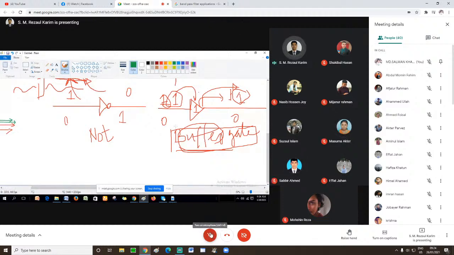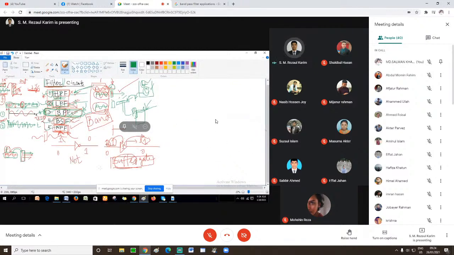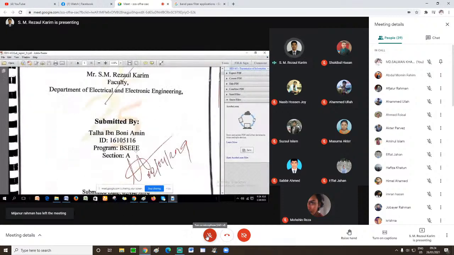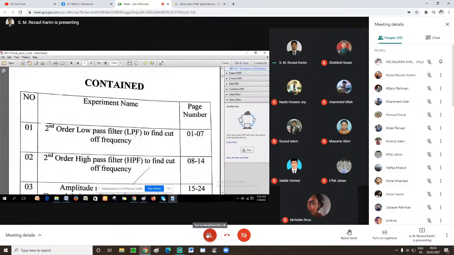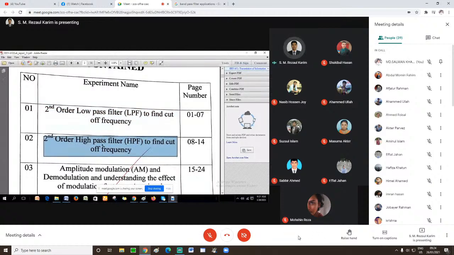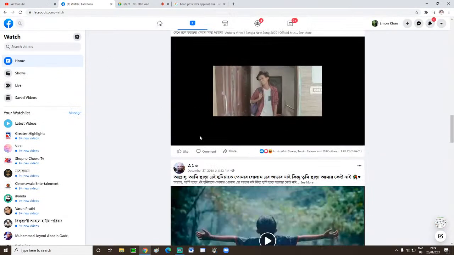Okay, now let's talk about cut-off frequency. Cut-off frequency, it's very, very important term. You can see in the title of the experiment, look, to find out cutoff frequency. Second order low pass filter to find out cutoff frequency. Second order high pass filter to find out cutoff frequency. So we are actually finding out cutoff frequency for high pass and low pass filter.